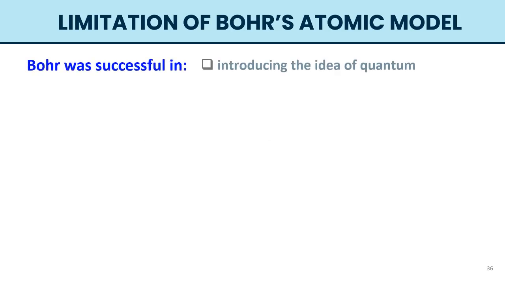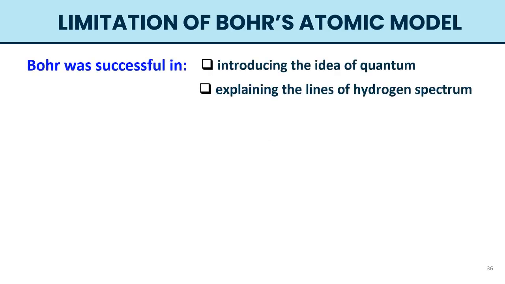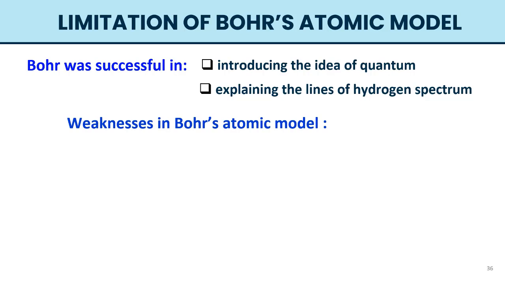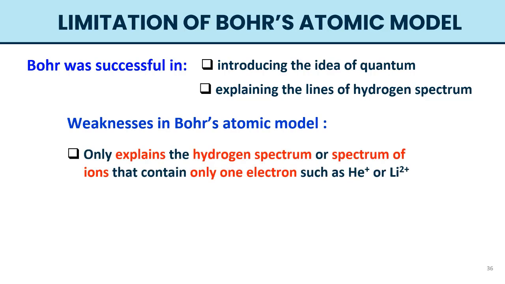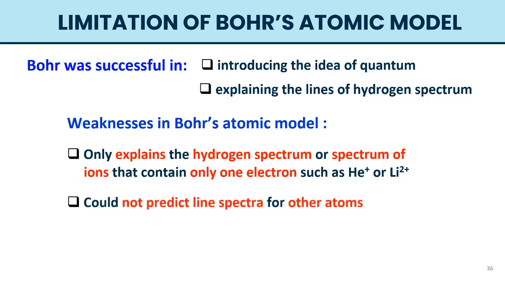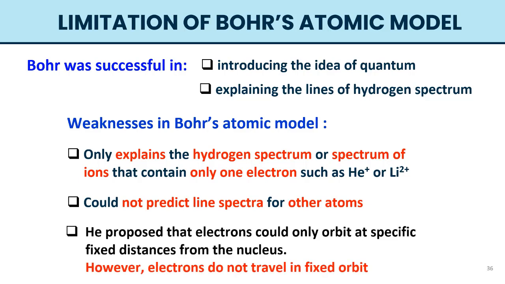Bohr was successful in introducing the idea of quantum and also explaining the lines of the hydrogen spectrum. But this idea only caters for one hydrogen atom, so limitations arise due to weaknesses in its atomic model. The first weakness is that it explains only the hydrogen spectrum or the spectrum of ions that contain one electron, such as He+ or Li2+, meaning we cannot use it for any other element. It could not predict line spectra for other atoms. And lastly, he proposed that electrons could only orbit at specific fixed distances from the nucleus. However, electrons are so small that they cannot travel in a fixed orbit.